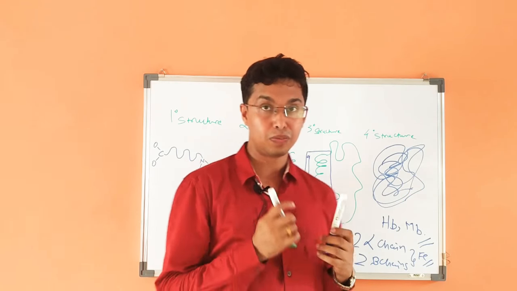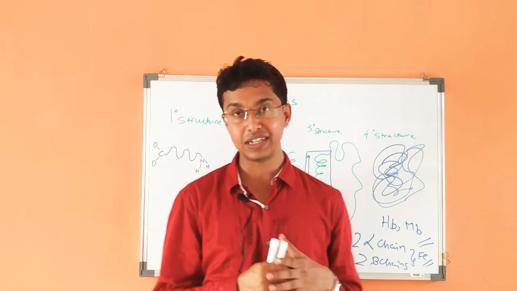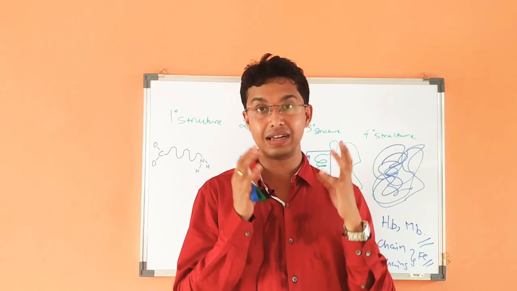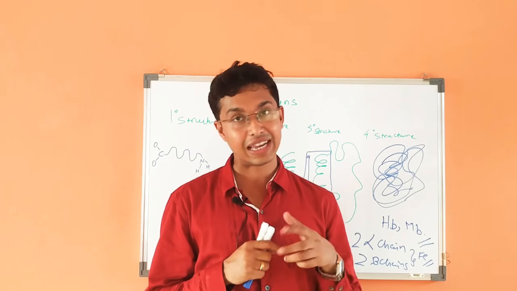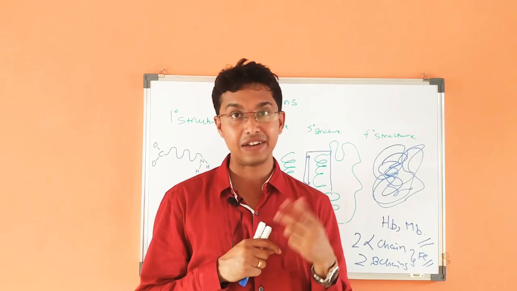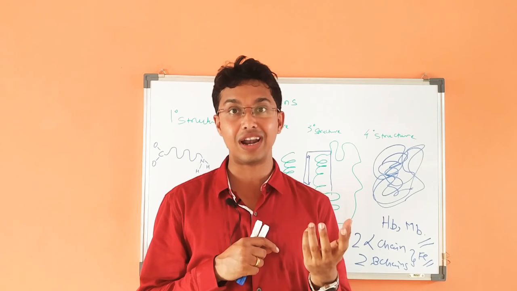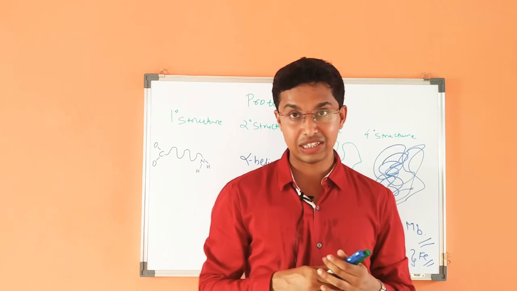So this was about proteins, and these were the four structures of proteins which we have studied. This was about the basic structural configuration of proteins. Proteins are very dynamic in nature. They keep on changing their structure. So if you have seen any protein in various conformations, then they are called conformational isomers.